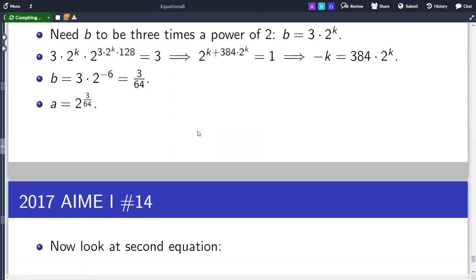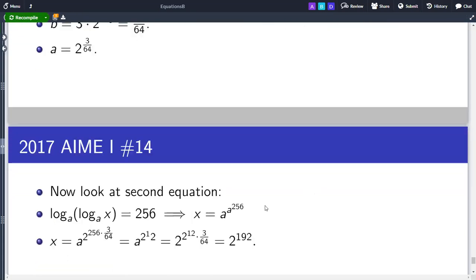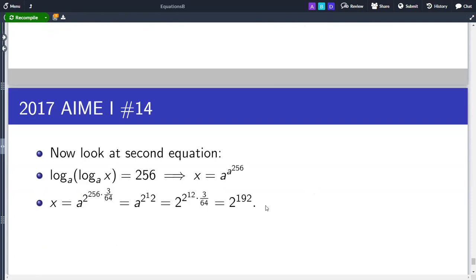So let's undo the logs twice, because this will get us a clean expression for x. If we take a to the power of both sides twice, then we get x is equal to a to the 256. So now we know what a is, so let's throw that expression in. So we take this thing a couple layers at a time. We first find that a to the 256 is 2 to the 12th, and then 2 to the 12 times 3 over 64 is 192. So now x is equal to 2 to the power of 192.